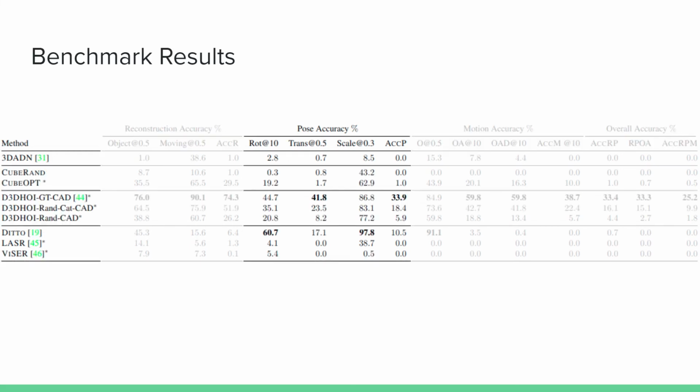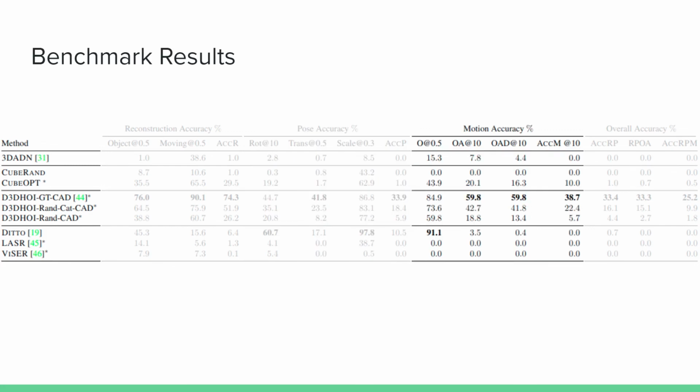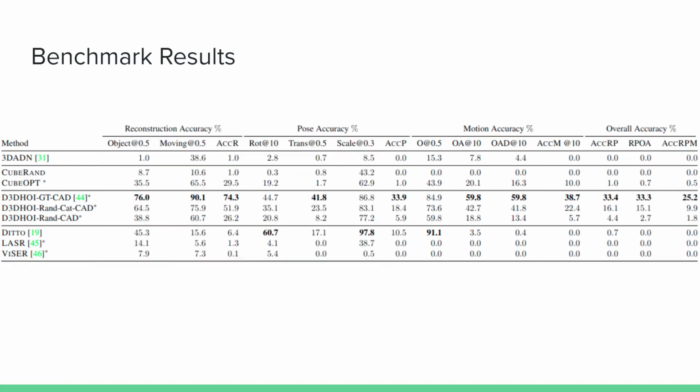Similarly, we note that having a fixed set of CAD models also helps the pose accuracy. However, Ditto outperforms all other baselines as it has access to ground truth point clouds of the objects. While D3D-HOI with ground truth CAD continues to perform very well on motion accuracies as well, we note that despite being very simple, CubeOPT performs relatively well on motion estimation.